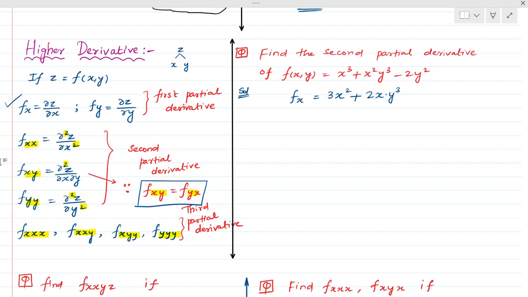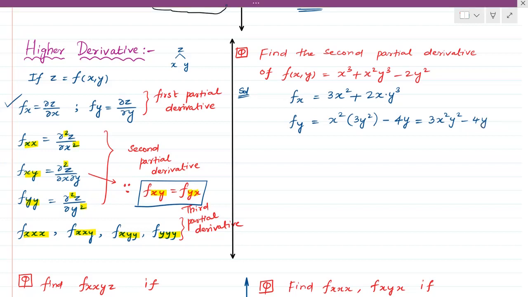Now we will calculate the fy. What is fy? Differentiate with respect to y. There is no y term, 0. The next term, x power 3 stays as it is, differentiating gives 3y square. The last term gives 4. So what is the answer here? 3x square y square minus 4. This is the fx and fy.